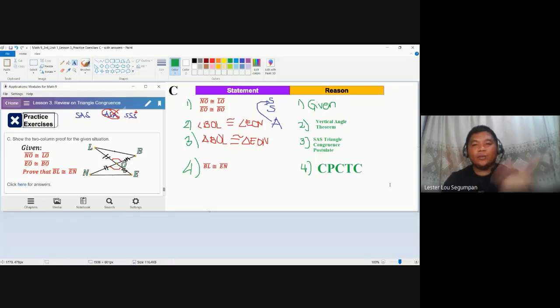Again, we started with the given. Since we are trying to prove that the last side is congruent, we pass through triangle congruence, and we do have two sides ready. We look for the included angle, and we found it. Then we have achieved congruence of the two triangles. Then the CPCTC.